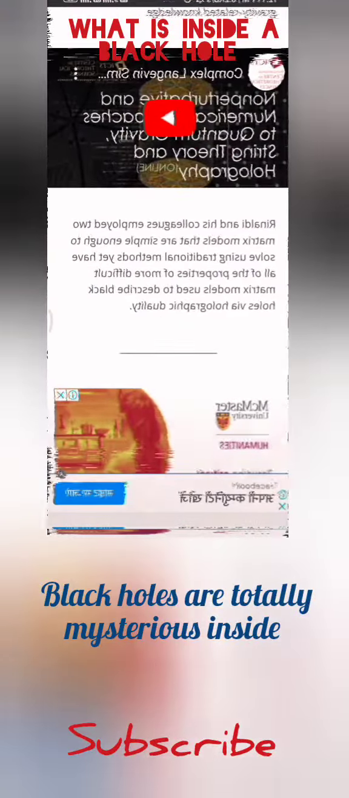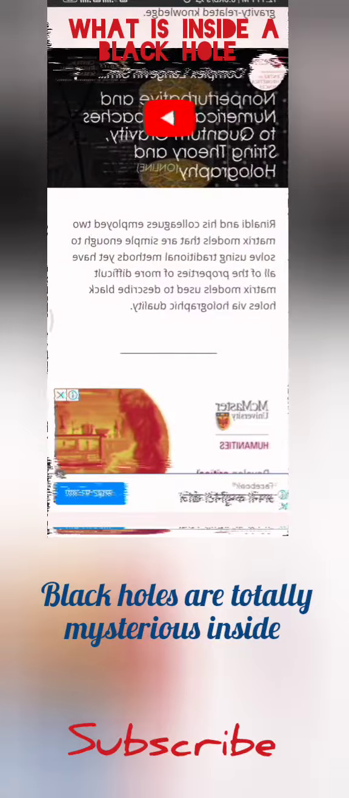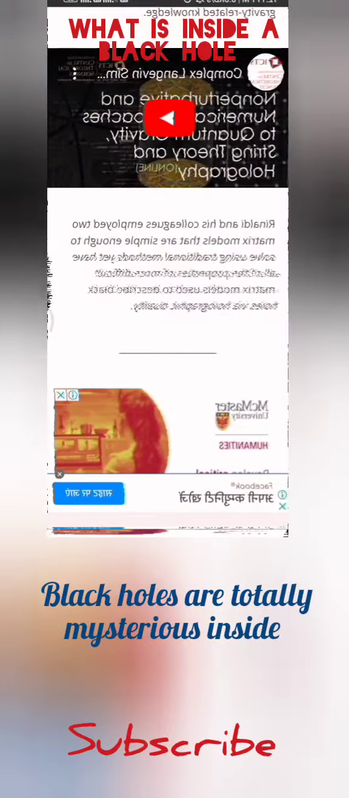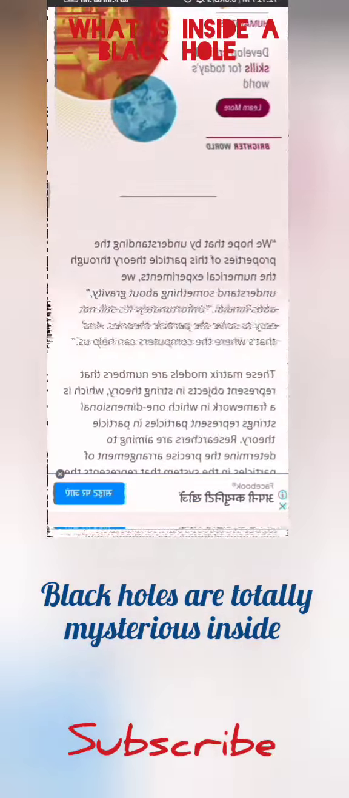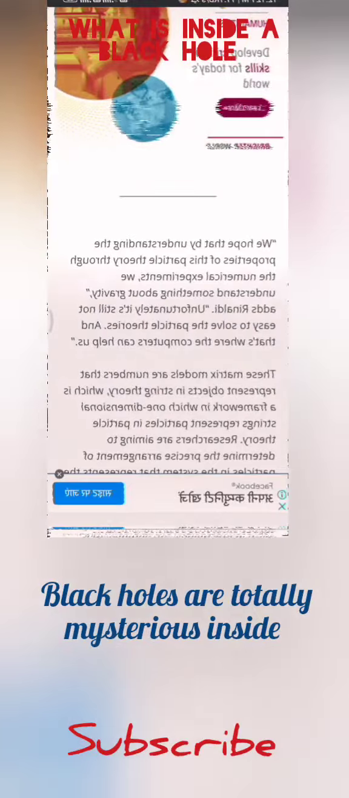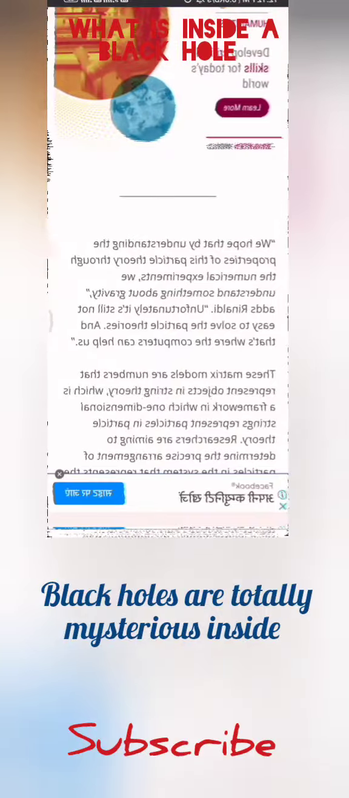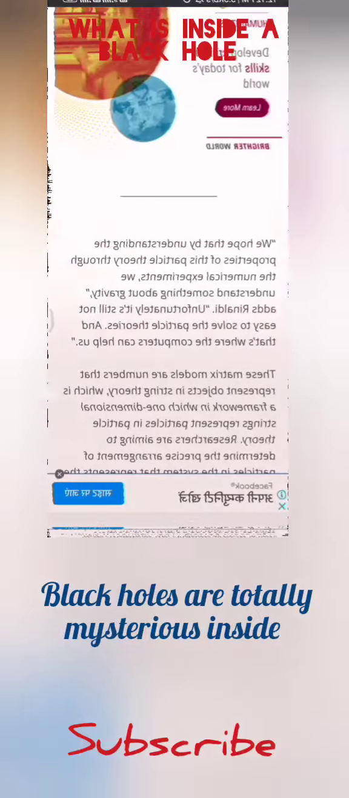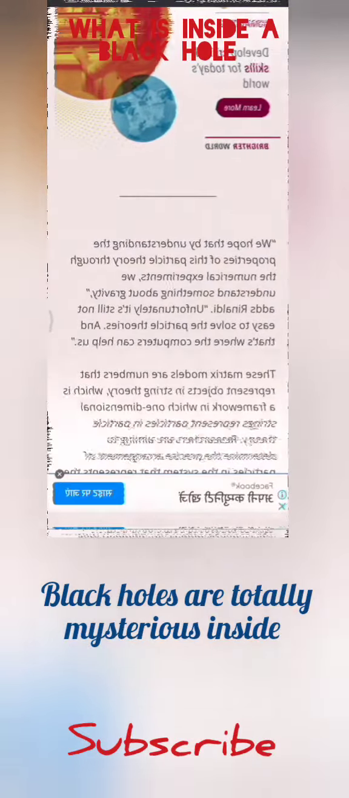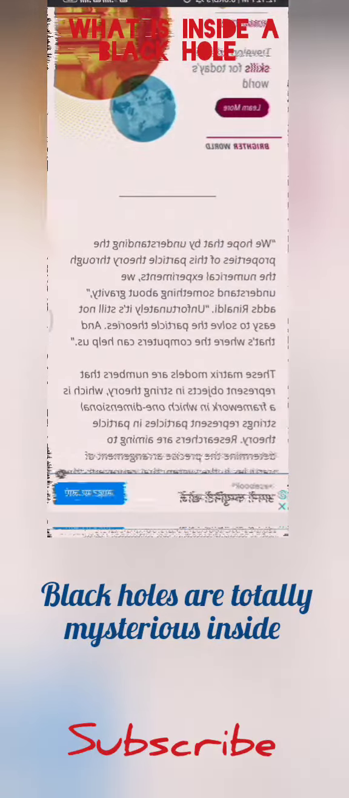Rinaldi and his colleagues employed two matrix models that are simple enough to solve using traditional methods, yet have all the properties of more difficult matrix models that describe the black hole via holographic duality. We hope that by understanding the properties of this particle theory through numerical experiments, we understand something about gravity as well. Unfortunately, it is still not easy to solve the particle theories, and that is where computers can help us.